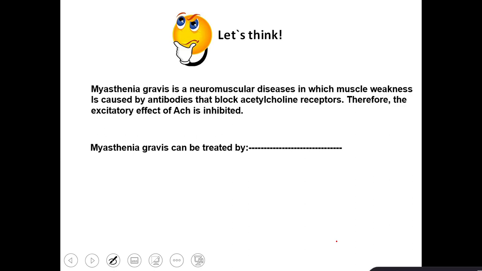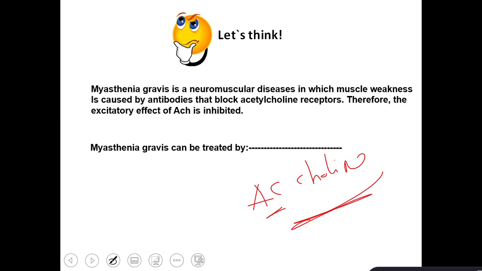So how can we treat that disease? We need to increase the level of acetylcholine at the neuromuscular junction. So we need to give the patients a medication that helps to increase the acetylcholine. Remember that the enzyme acetylcholinesterase is the one that breaks down acetylcholine into acetyl group and choline group, and then it can be recycled again.